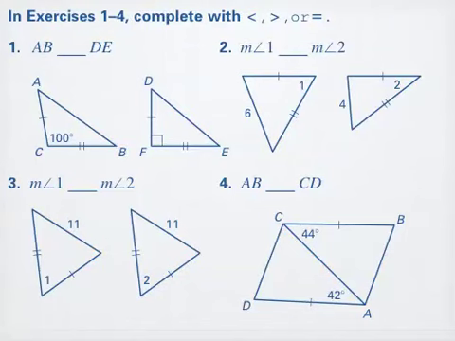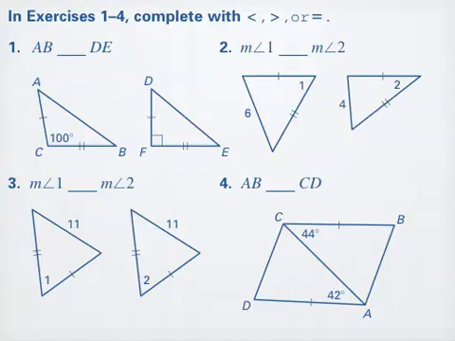Examples 1 through 4, they're asking us to complete with less than, greater than, or equal to. If you look at number 1, they're asking us to compare the two sides AB and DE in the two triangles provided. If you notice, we have two triangles with two congruent sides. AC is congruent to side DF, and CB is congruent to side FE. Notice that the included angle in triangle ABC is 100, and the included angle in triangle DEF is 90, or a right angle.